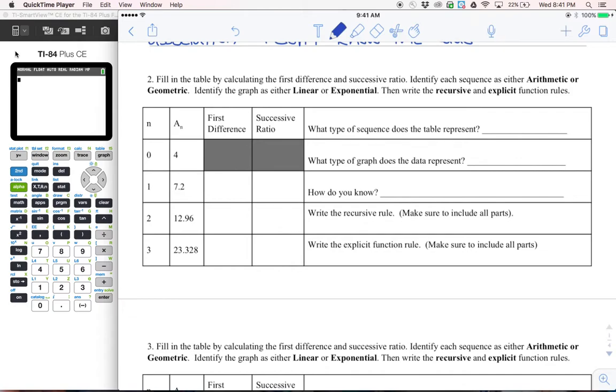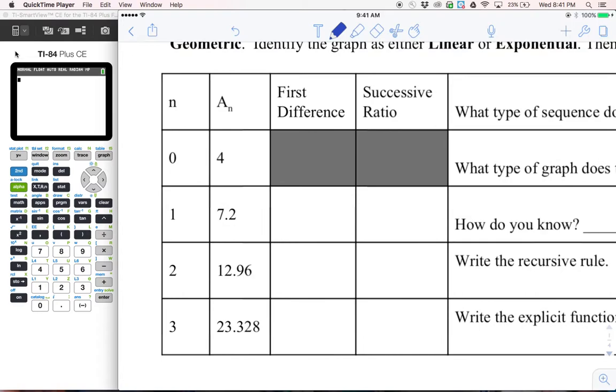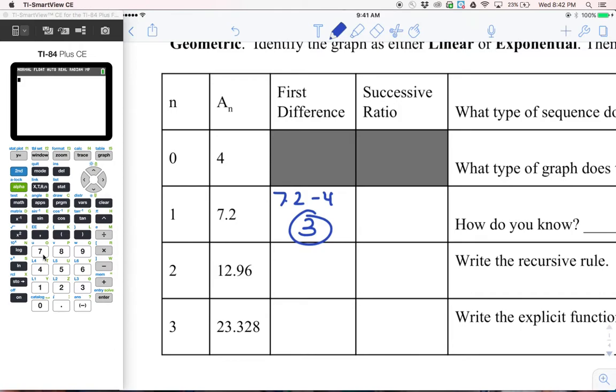First thing we're going to do for first difference is we are going to subtract 7.2 minus 4, all right, and 7.2 minus 4 is just 3, right? I'm going to double check that. Got 7.2 minus 4, right, and we just get 3.2. It's late, sorry. Okay, 3.2.